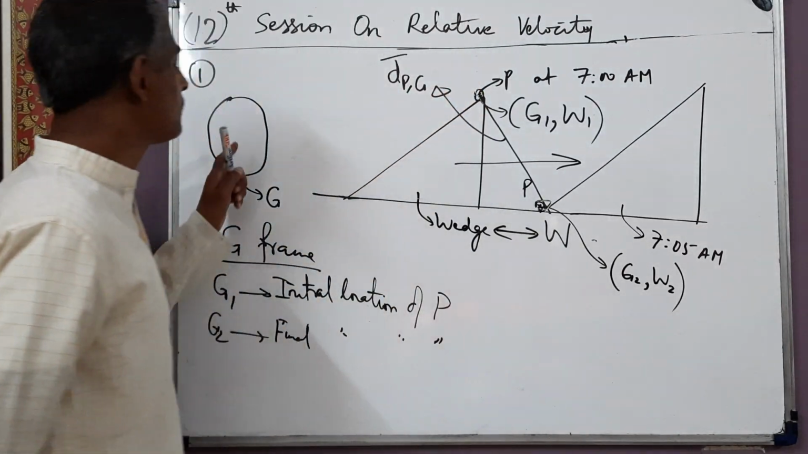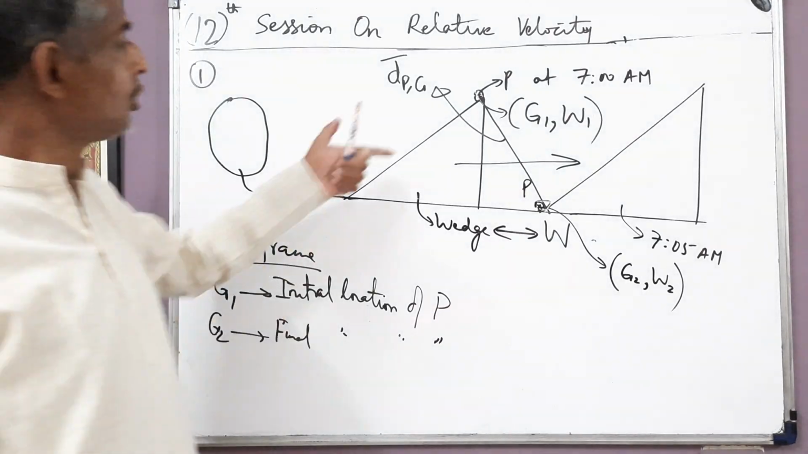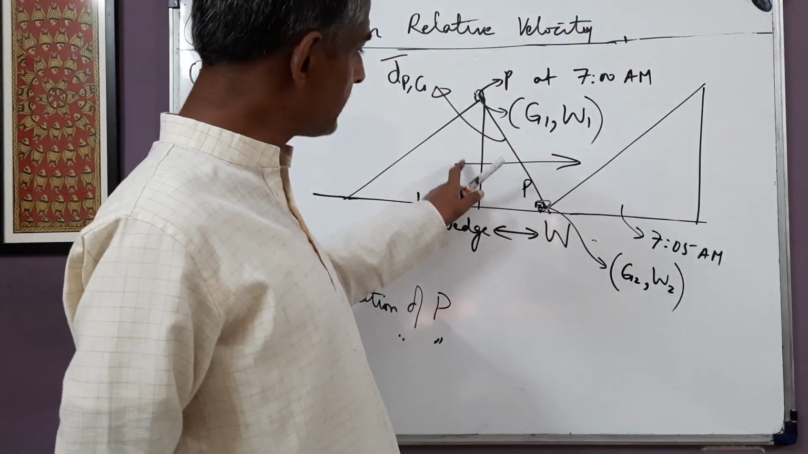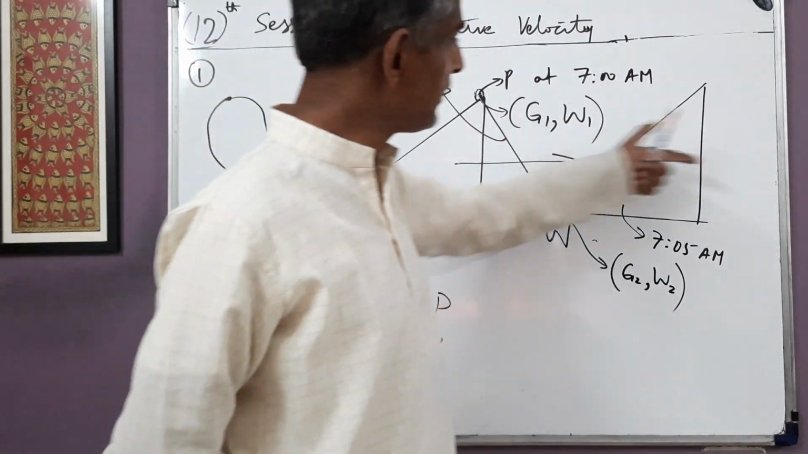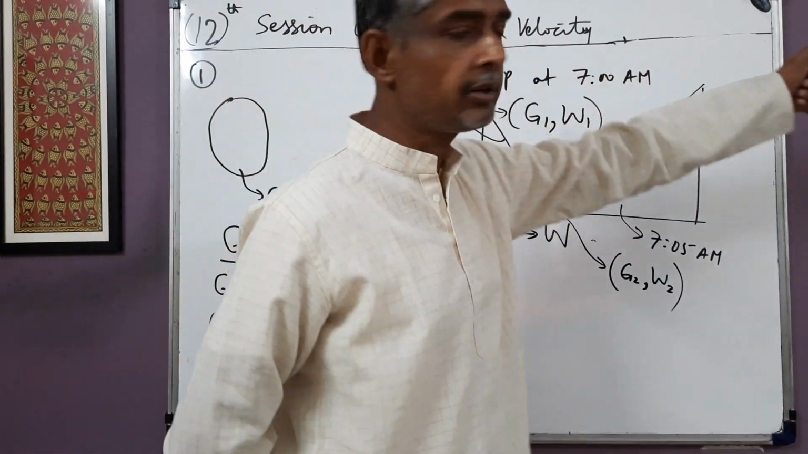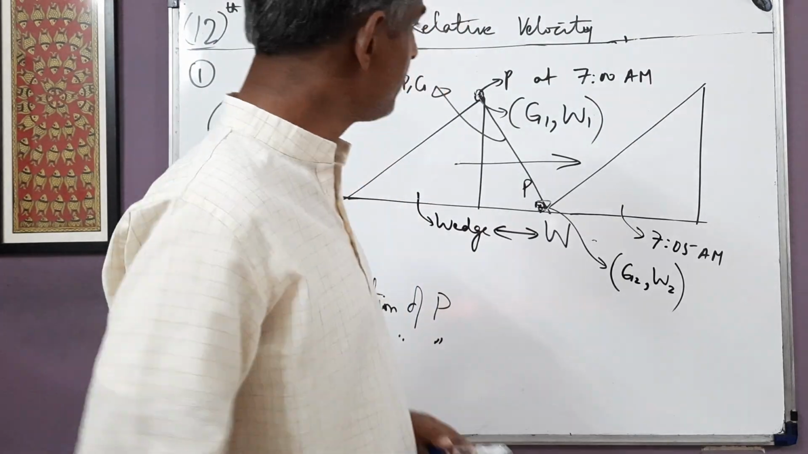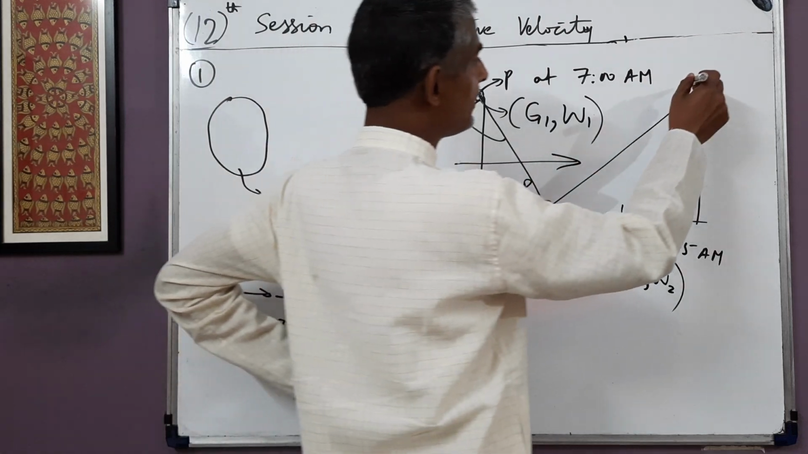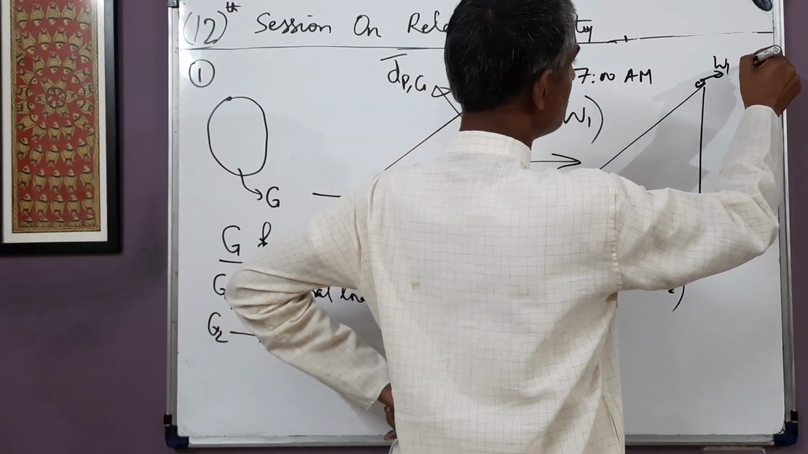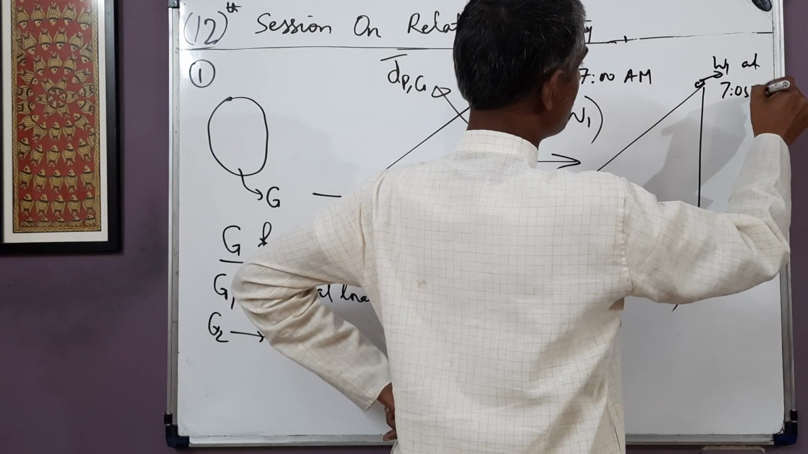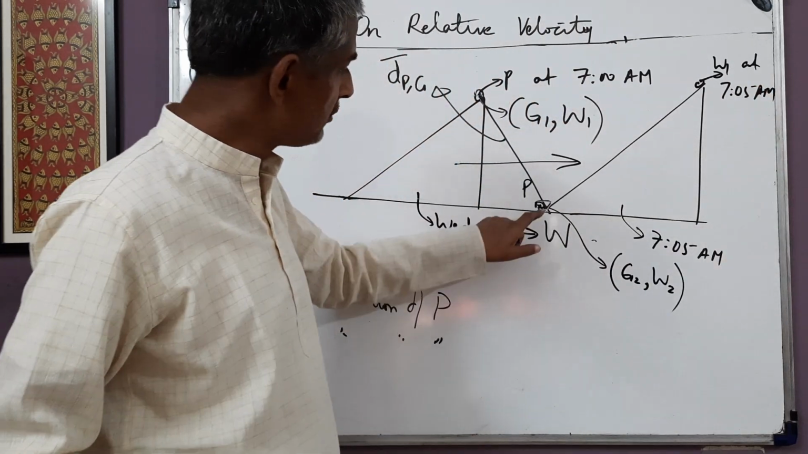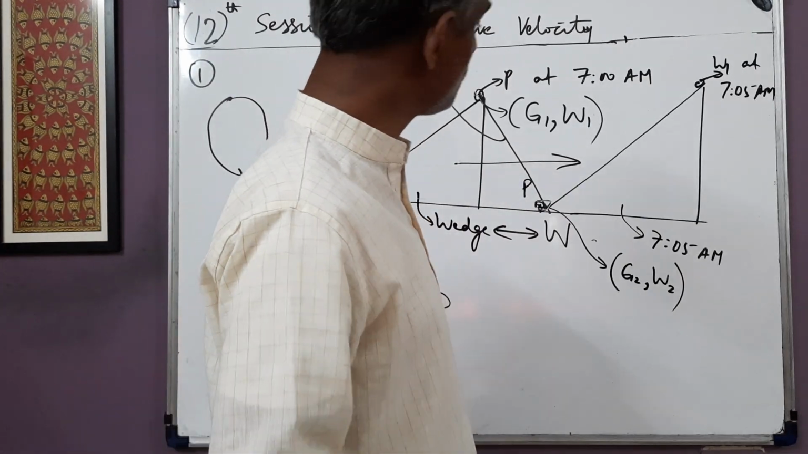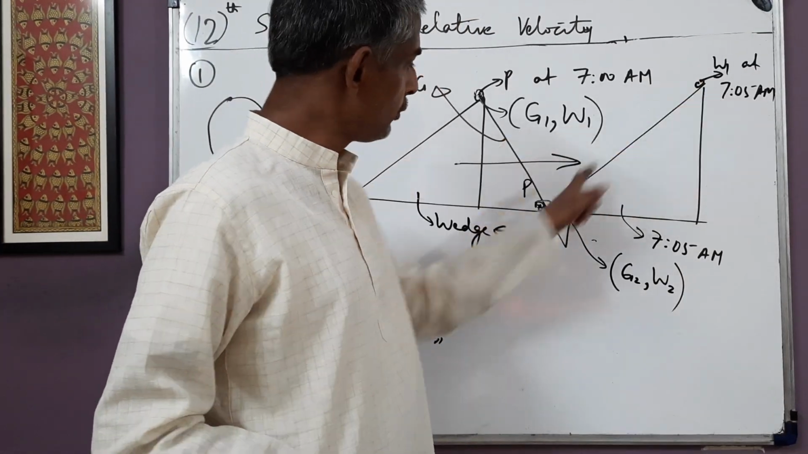Now the diagram is being drawn from ground. With respect to ground, wedge is moving rightward. W1 is rigidly connected to the wedge. So if wedge moves rightward, W1 also moves rightward along with it. So W1 was initially here at 7 am, and at 7:05 am, W1 will appear to be at this location. And at 7:05 am, W2 is here. So displacement of P with respect to wedge in 7 am to 7:05 am will be a vector from W1 to W2, this one.